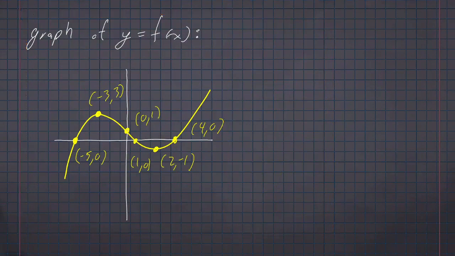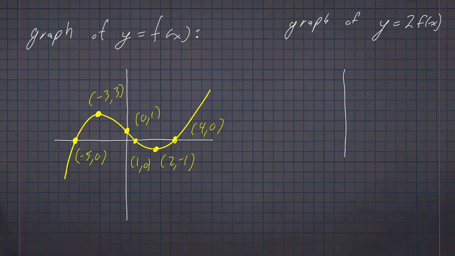This time, I want to take a look at the graph of y equals 2 times f of x. Now I am multiplying all of my y values by 2, which is going to give me a much taller graph. Right? No longer is this a translation. This is now what's called a scaling or stretching of the graph.